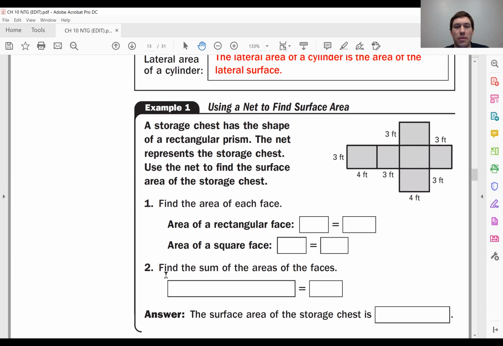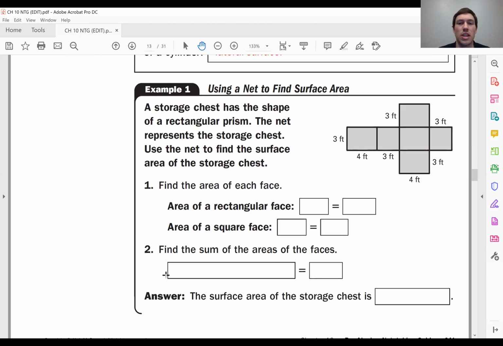So let's start with the net first. It says example 1, using a net to find surface area. So basically, if I find this area and this area and this area and this area and here, and I add them all together, guess what? I get the surface area.